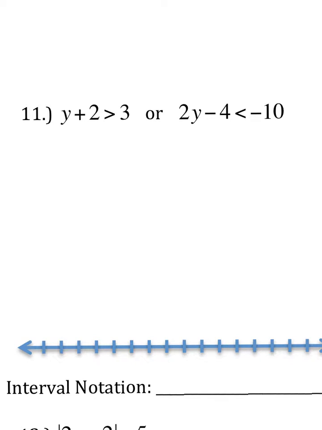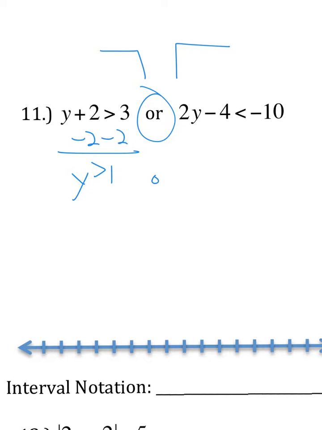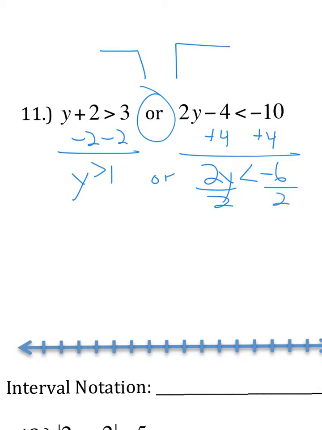Number 11. I see the word or, so automatically in my head I'm thinking, okay, the graph's going to look like that if I do it correct. Solve each problem separately. Y is greater than 1, or y is less than negative 3. So we'll graph each of them separately. Let's see, 1 could be right here, 0, negative 1, negative 2, negative. Put negative 3 there.